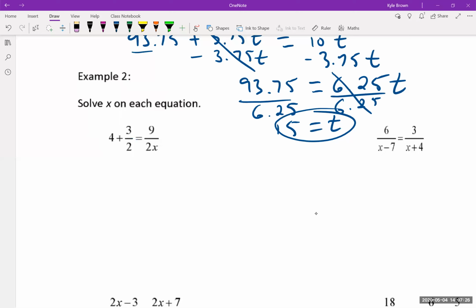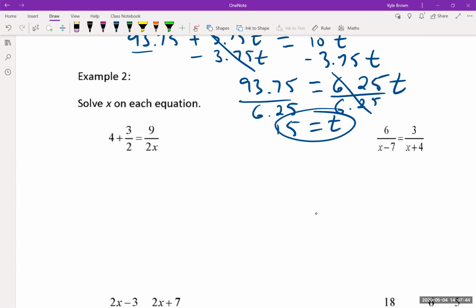Well, you could handle these a few ways, right? Like I've got 4 plus 3 over 2. If I really wanted to, I could just get a common denominator. I could call that 8 over 2 and then add those across. That would make things a little easier.